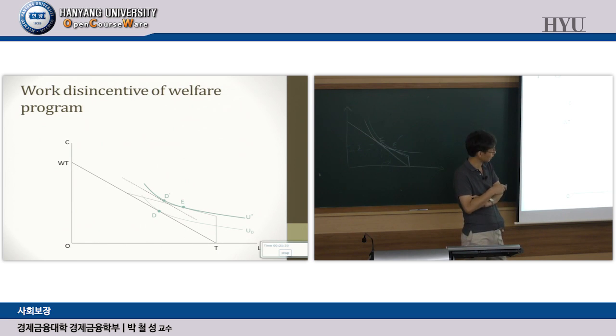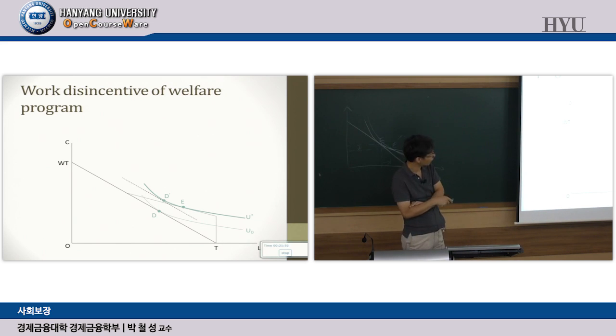We draw a hypothetical line that is parallel to the old one, okay? Old budget constraint, which is WTT, and touches the new indifference curve U prime, U star. We draw this line, okay? And then D to D prime is by income effect. And it actually does not increase labor supply, it reduces labor supply. Why does it reduce labor supply?